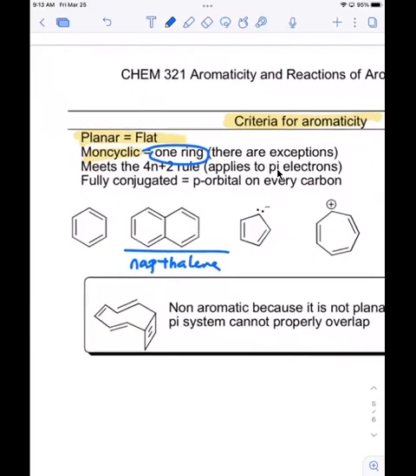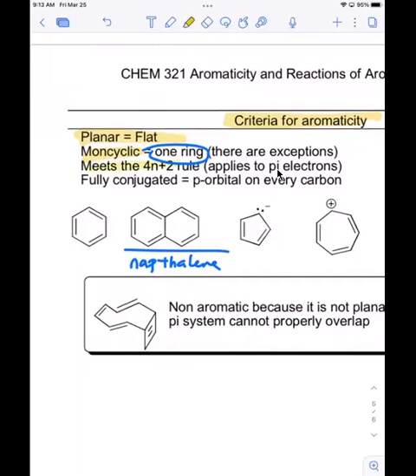Also have to meet the 4n plus 2 rule, and we're going to discuss each one of these criteria individually. So you have to meet the 4n plus 2 rule, which applies to the pi electrons that are present in the system, and must be fully conjugated.